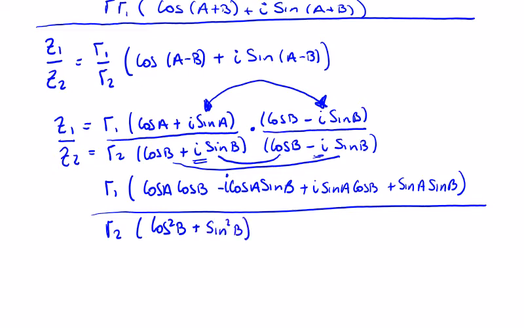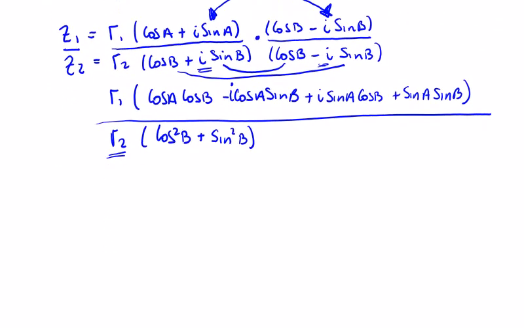And you know that cos squared b plus sine squared b from the tables is equal to 1. So this is just going to leave r2 on its own on the bottom. So we just have to simplify the top. So we're going to get r1 over r2 times, so we put the real parts together, cos a cos b plus sine a sine b.